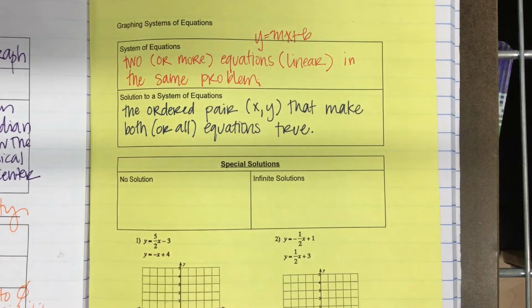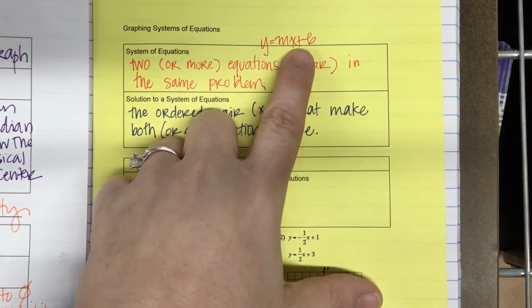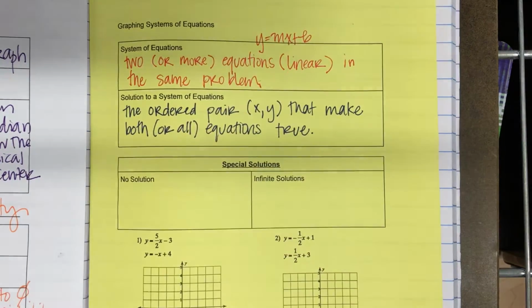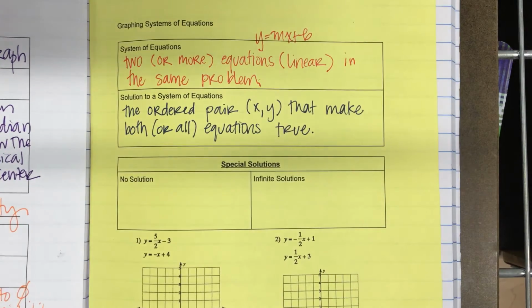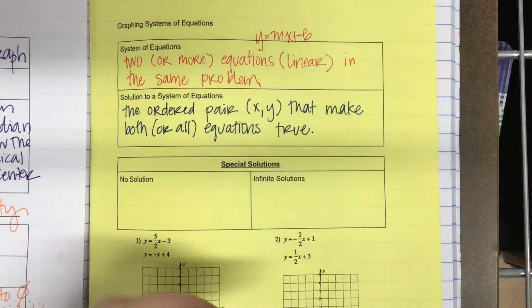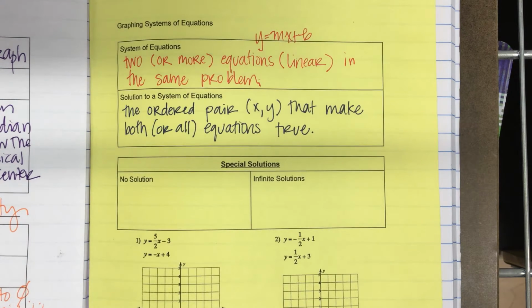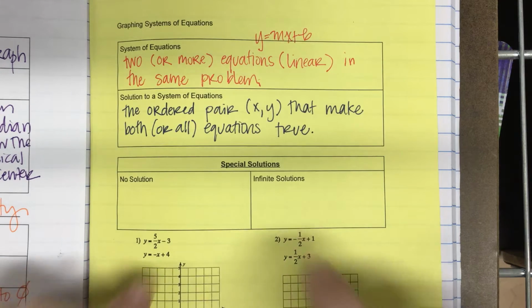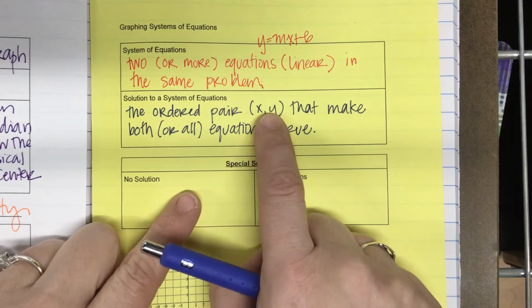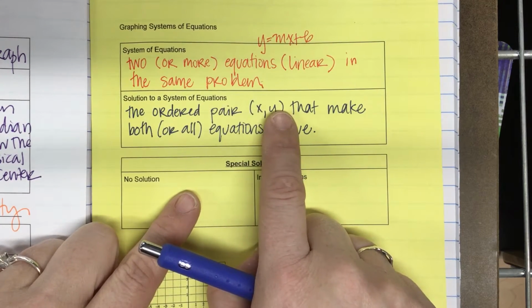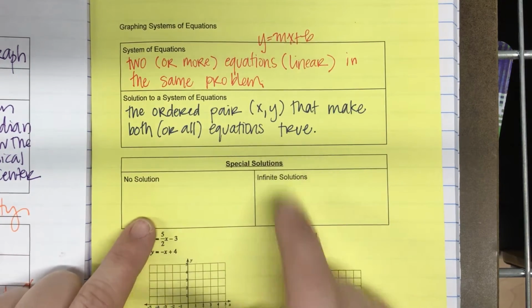And so today, since we're graphing, right, we're going to be putting these lines, y equals mx plus b, onto a graph. And then we're going to be looking to see where those lines intersect. So today, because it's a graphing problem, wherever they intersect, wherever they cross, that's the answer. That's the x comma y ordered pair that makes both of them true.